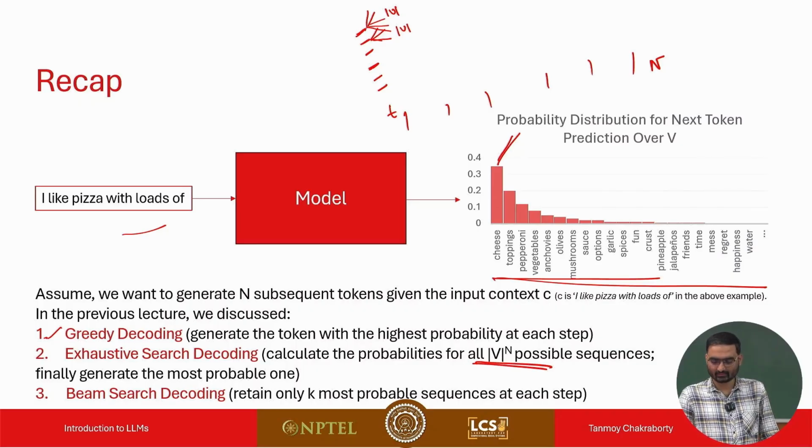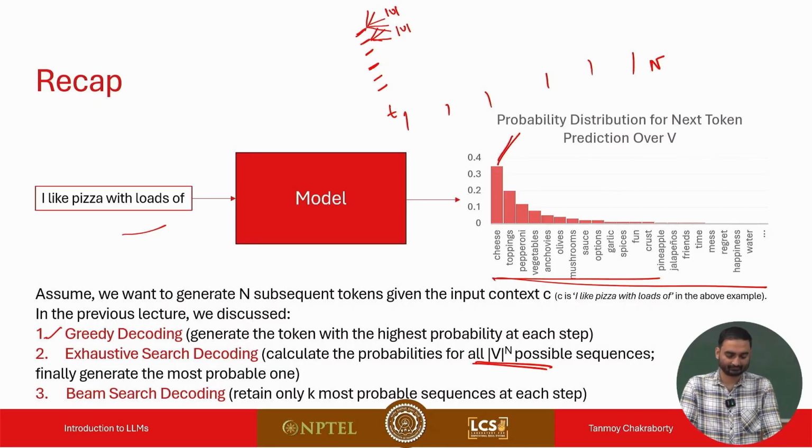Beam search we discussed. In beam search we choose a specific value of the beam size, which is k, for example. At every time step you look at the k most probable sequences, and you keep pruning those which don't come within the k most probable sequences, and you move on.